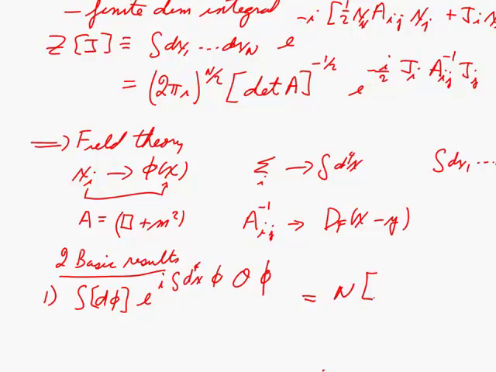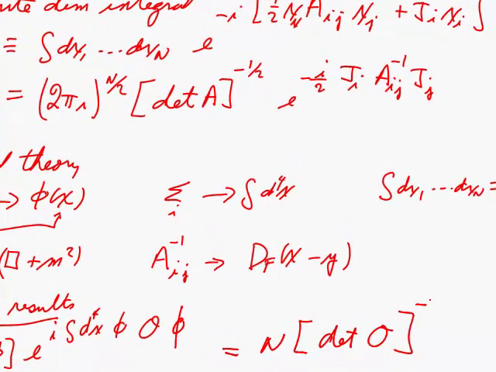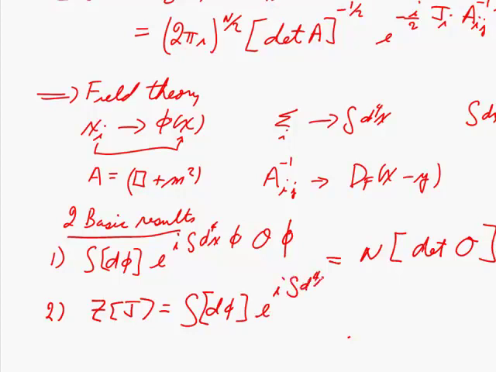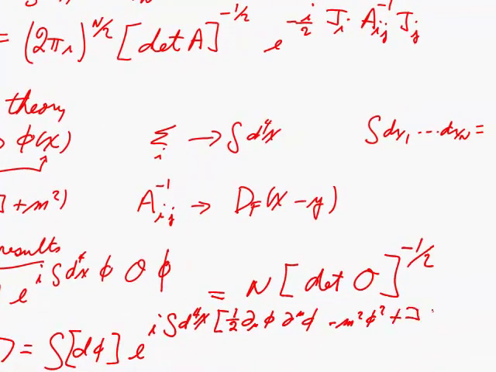So this is some number which we don't care about, the determinant of O to the minus a half. And that's the new guy, the one that we'll explore a little bit down the road. The one that we used, however, is this number 2. The basic result is if I have Z of J as the integral d phi e to the i integral d4x of, in this case I'll write out a particular example, d mu phi minus m squared phi squared plus J phi. That's a J.